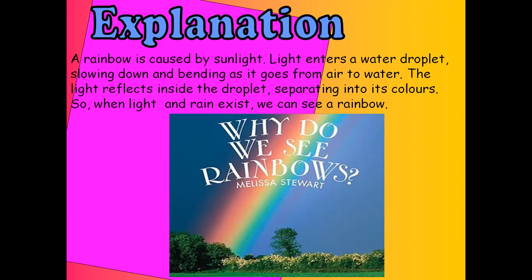So we have something here called refraction. When the sunlight changes its direction and it slows down and it bends, this is refraction. And something else called reflection is when the sun ray sends the light back, separated into the different colors of the rainbow.